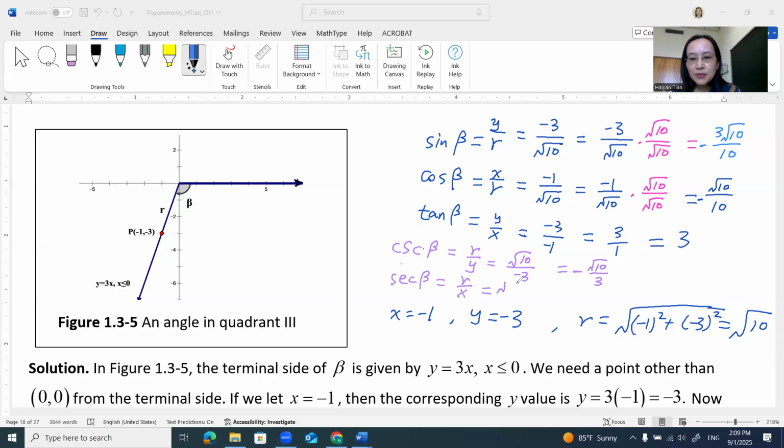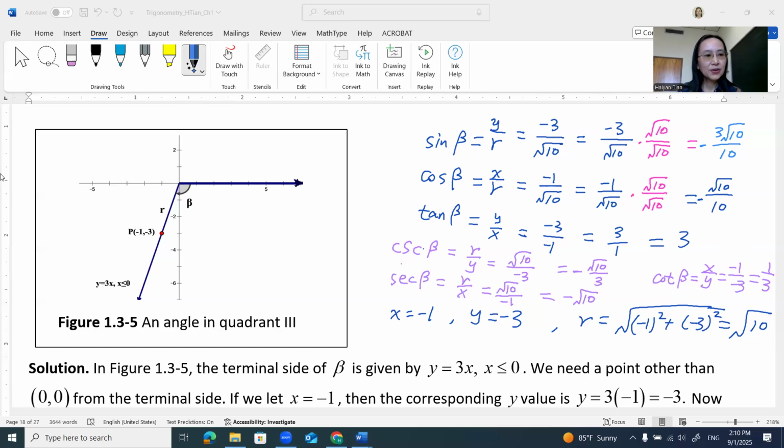R is the same r, which is the square root of 10. X is -1, so it's just the same if I put negative in the front: negative square root of 10. And last one, cotangent beta. Cotangent beta is x over y. So -1 over -3 is 1/3 after we cancel the negative sign. So 1/3. Now we've got all 6 functions.